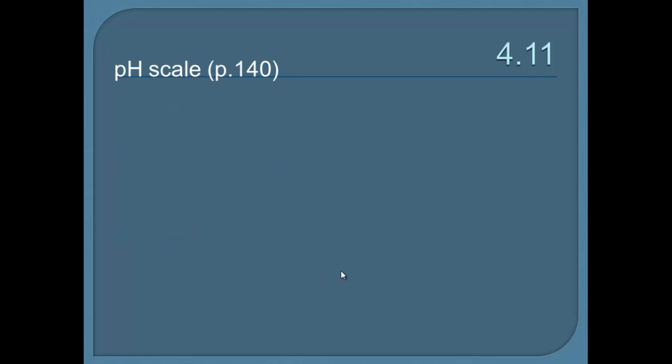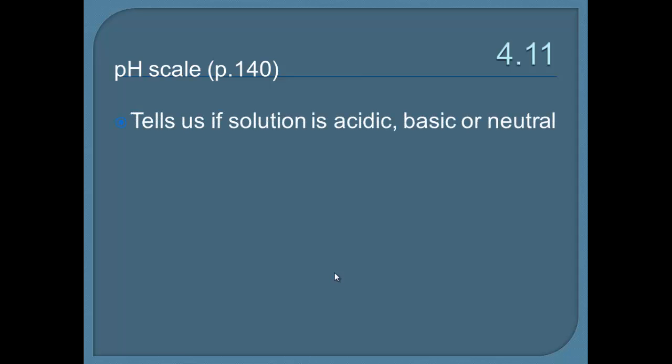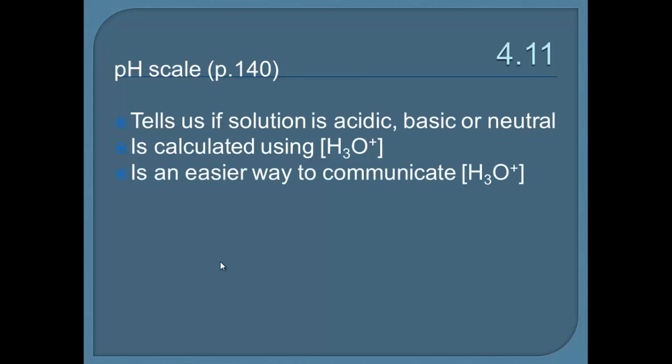The pH scale we see on page 140 in our textbook, but you can just follow along for now and look at what we have, and we'll have some diagrams up later on. First of all, what it tells us is basically if a solution is either acidic, basic, or neutral. The pH scale is calculated using H3O plus concentration, and we'll get to that soon enough. Importantly, it is an easier way to communicate H3O plus concentration.